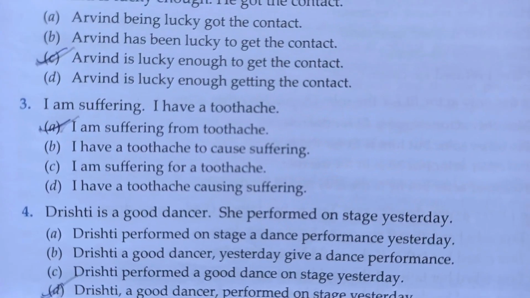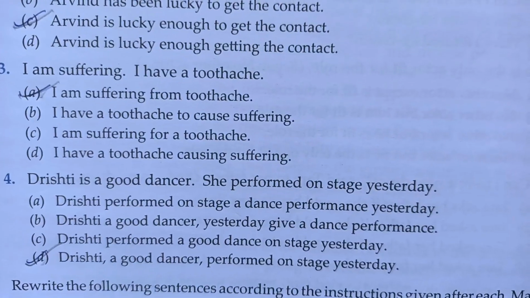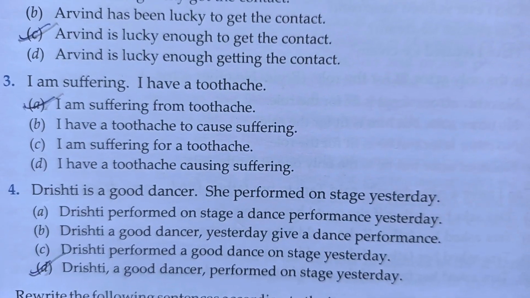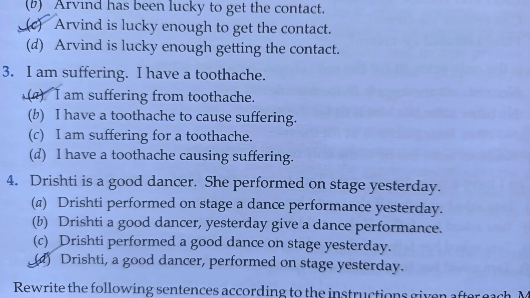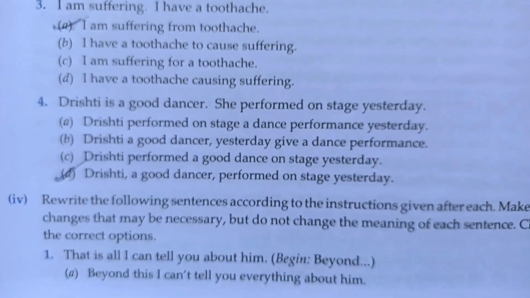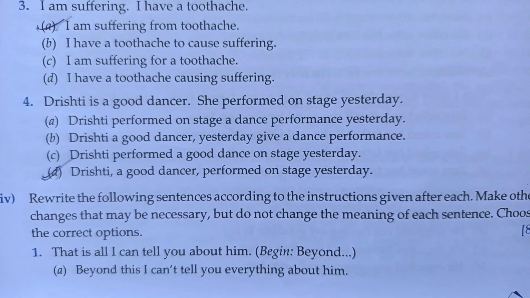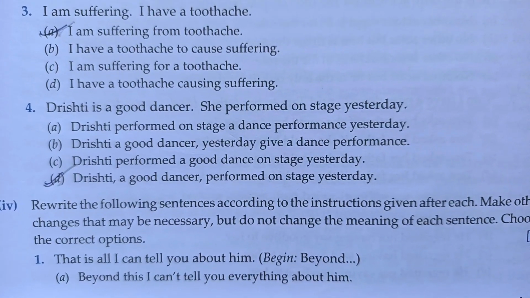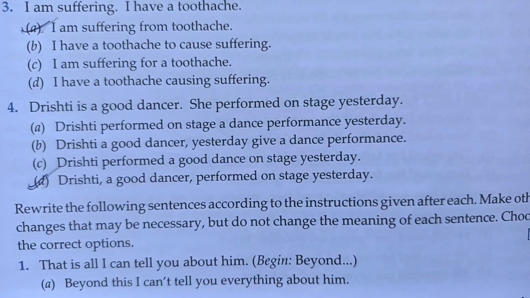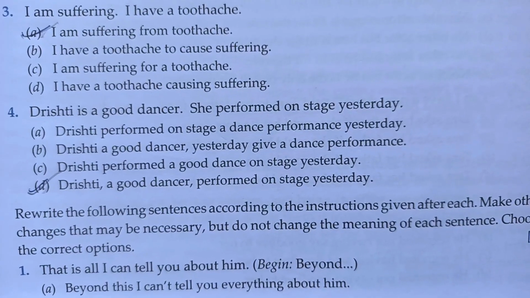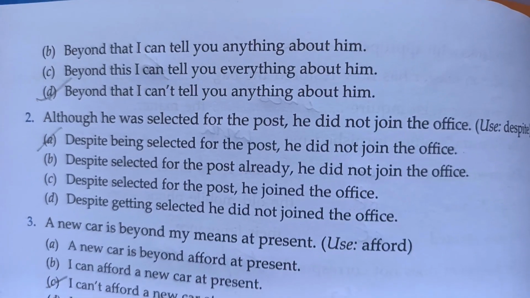Number 4, Drishti is a good dancer. She performed on stage yesterday. So here the correct option is D. Drishti, a good dancer, performed on stage yesterday. Next one, number 4, here again you have to select the correct option. So the first one, this is all I can tell you about him. And here you have to begin with the sentence beyond. So the correct option is beyond that, I cannot tell you anything about him.